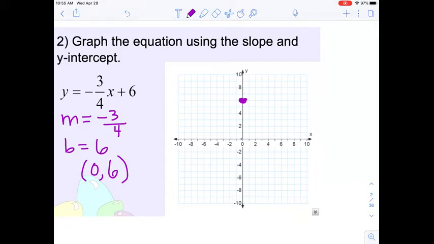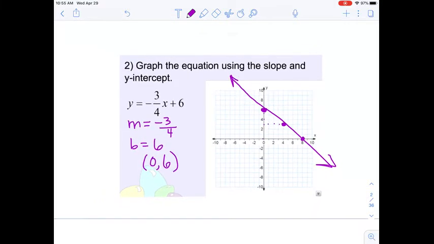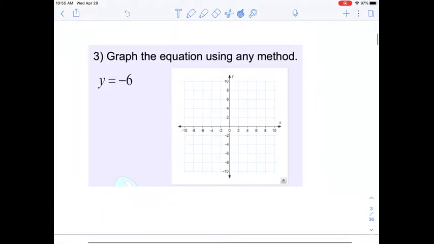There's my y-intercept. And then my slope is negative 3 over 4, which means down 3 over 4, because remember it's rise over run. So down 3 over 4. And then I'm going to just keep going and make a couple more points. So down 3 over 4. And now I have enough to graph my line. And there we have it. There is the graph for that equation.